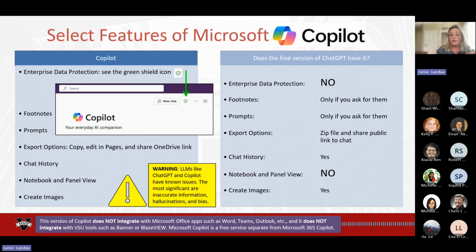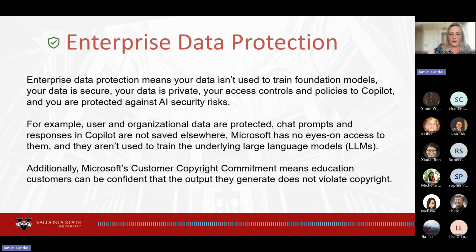And one great thing about Copilot compared to the free version of ChatGPT is that it has enterprise data protection. So you see my little icon, that's a screen grab from when you get in there. You'll see this little green shield, and that tells you that it's in our enterprise data protection package per se. And so some of you might say, well, what is that? I'm going to flip to this slide here right now and tell you.